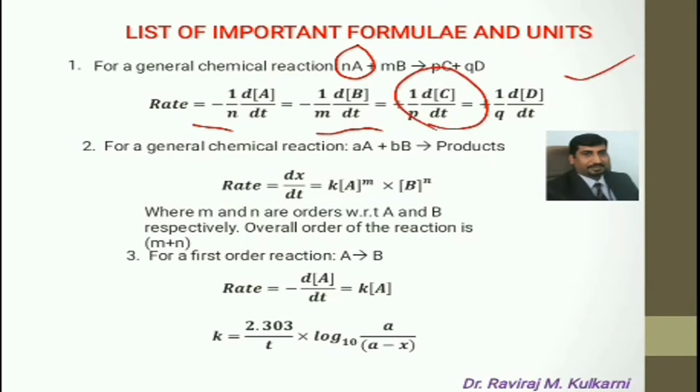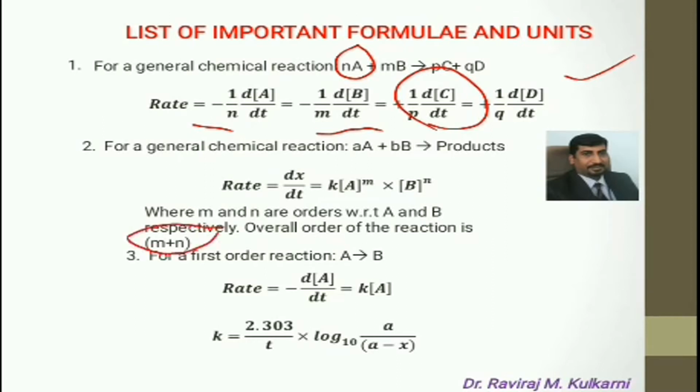For a general chemical reaction, A molecules of A plus B molecules of B giving products, rate is equal to dx by dt. That is equal to K into concentration of A raised to M into B raised to N, where M and N are orders with respect to A and B respectively. Overall order of the reaction is M plus N.